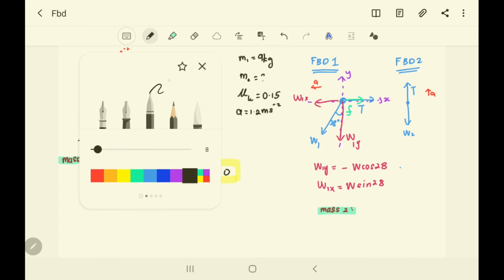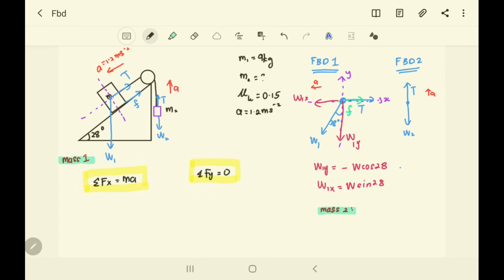Okay, we don't have the equation total Fx. Kenapa? Sebab FBD tu mass 2 ni hanya bergerak ke atas saja. The direction of a is upward. So we gonna have total Fy is equal to ma, bukan equal to kosong sebab dia bergerak ke atas. So I put as M2a. And this one is M1a, referring to the first mass.